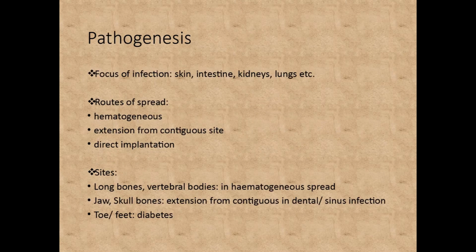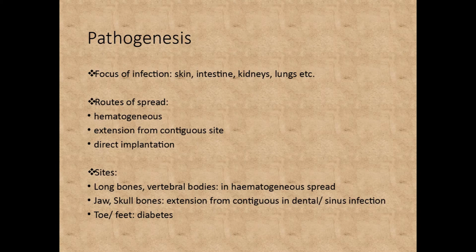In the first slide, we saw that osteomyelitis is usually because of an infection. So this infection has to be reaching the bone from somewhere, right? So that is the focus of infection. So these are the foci of infection: skin, intestine, kidney, and lungs. So from these foci of infection, the bacteria has to spread to bone through certain pathways. So those are the routes of spread, namely hematogenous, that is blood spread.